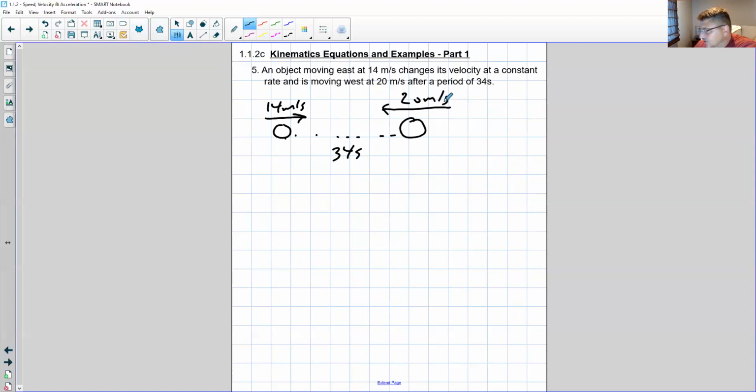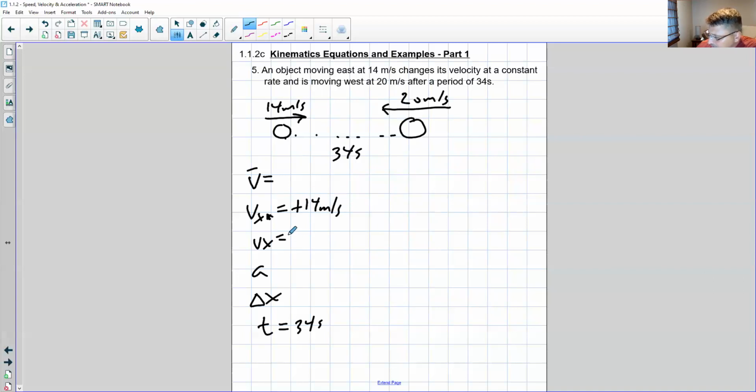Because we don't know, did this thing travel, it started out traveling east and in the end it's traveling west, right? So how long did it take for it to stop, turn around, and all that stuff? So the best thing to do here, looking at the average, Vx naught, Vx, a, delta x, and t. t is 34 seconds. Vx naught is plus 14. Vx is negative 20, right?